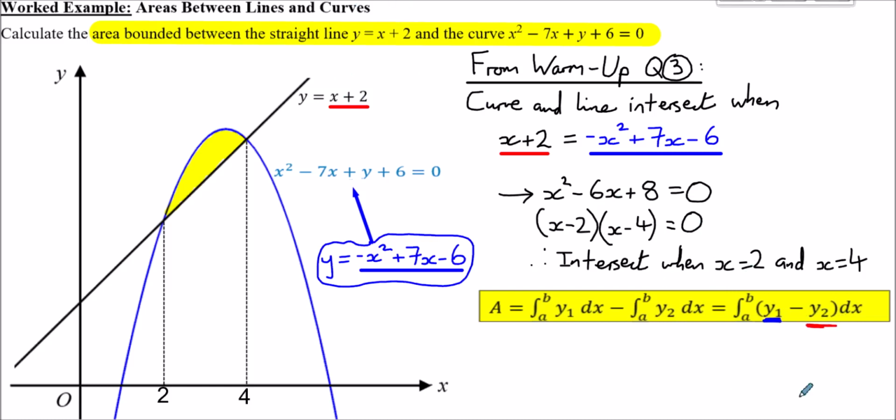And so if we just take this general case and apply it to the specific scenario here, the area we want is the integral from 2 to 4 of what y1 is, which is minus x squared plus 7x minus 6, minus what we had here, which is x plus 2. Oops, not green, in red.